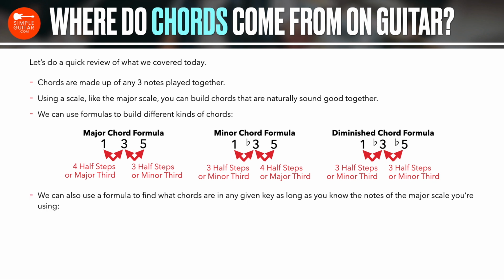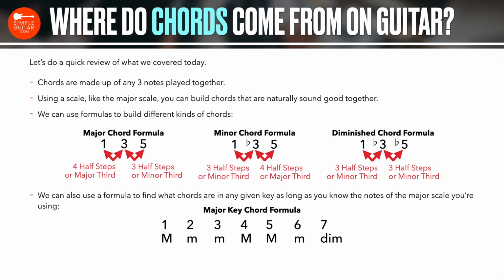And we can also use a formula to find what chords are in any given key as long as you know the notes of the major scale you're using. And that gives us the major key chord formula, which is major, minor, minor, major, major, minor, diminished. Or you can think of it as the 1, the 4, and the 5 are major, the 2, the 3, and the 6 are minor, and the 7 is diminished, right?